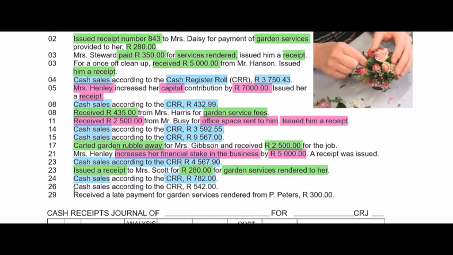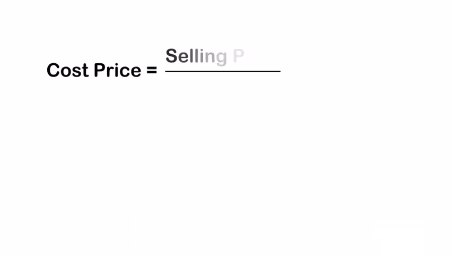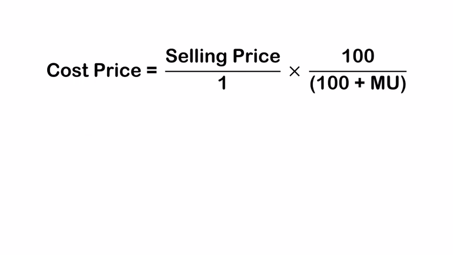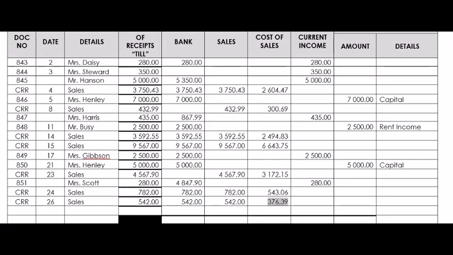Then on the 26th, we have cash sales again, according to the CRR, 542 Rand. So it's CRR, 26 sales. The value goes to our till. It's the only transaction for the day, so we can bank the 542 Rand. We received it for a sale. Calculate the cost of sales. And write the answer in the cost of sales column.